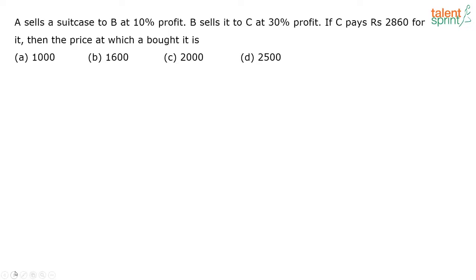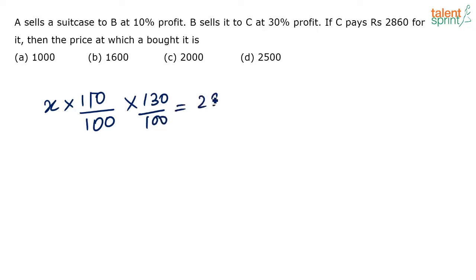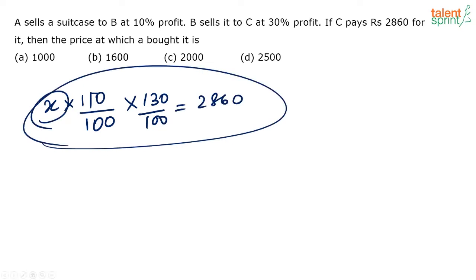So again, see, there is an article. How will you solve this question? If the actual price of the article is X, A is selling it to B at a profit of 10%. So X into 110 by 100. This is the price at which B is buying it, and B is selling it at 30% profit. So 130 by 100, and this is given as 2860. From this you have to find the value of X. How much calculation is involved?